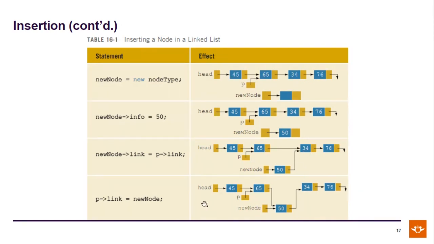And then when I'm done, I say p-link is new node. So I take this old node and I make it point to this node, right? And then my list is complete. So then everything is nice and great. So that's the basic logic behind it.